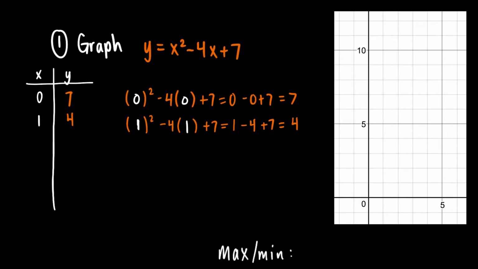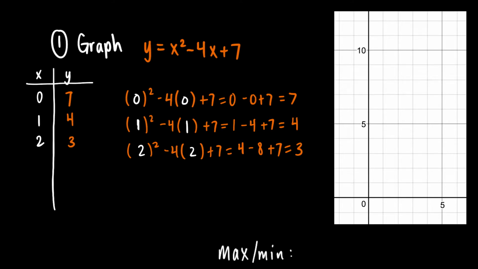And let's just keep moving here. Let's try 2. See what happens. All right, so if we plug in 2 for x, we will get 2 squared minus 4 times 2 plus 7. So 2 squared minus 4 times 2 plus 7. So that's going to be 4 minus 8 plus 7, which would give us negative 4 plus 7 would give us 3. So when we plug in 2 for x, we get 3 for y.